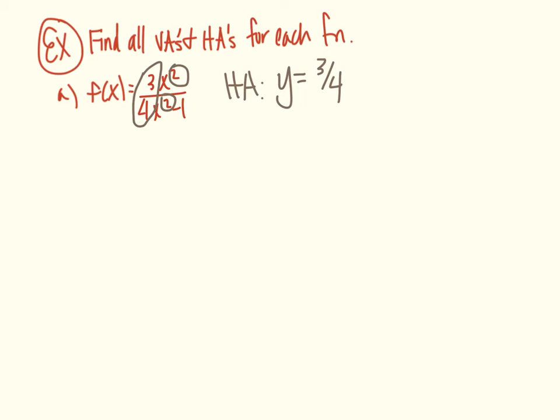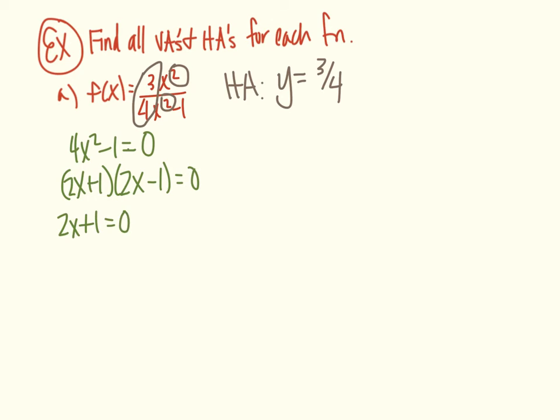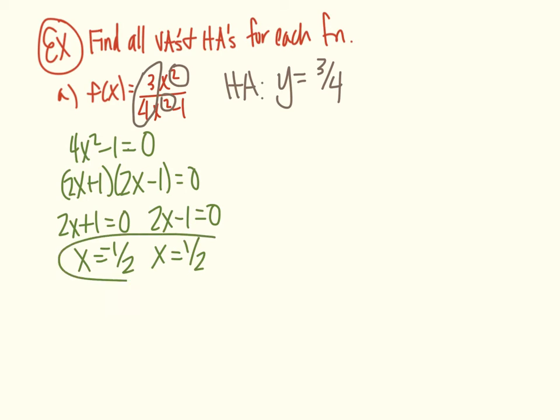To find the vertical asymptote, I need to set the denominator equal to 0. And for this one, I'm going to need to factor in order to solve it. This is actually the difference of two squares. I'm going to have 2x plus 1 and 2x minus 1. If I solve these, I end up getting x equals -1/2 and x equals 1/2. Those are my vertical asymptotes.